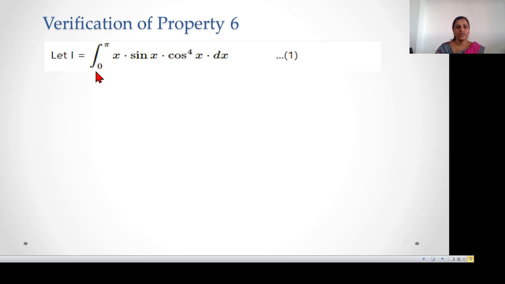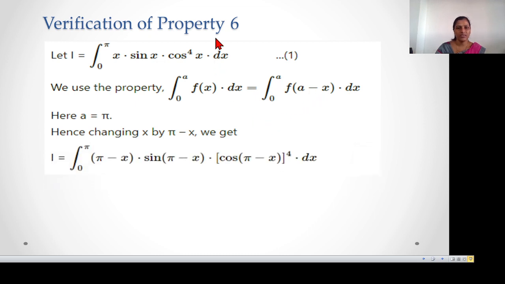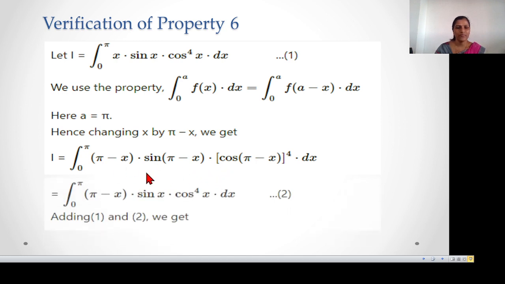Let I be equal to the integral from 0 to pi of x into sin x into cos raised to 4 x dx, and we call this equation number 1. So we will use property number 6. This is the statement of our property number 6. Here we change this x with a minus x, that is upper limit minus x, according to property 6. So our integration becomes 0 to pi, and we replace these three x terms by pi minus x, pi minus x, and pi minus x. So this step will appear.